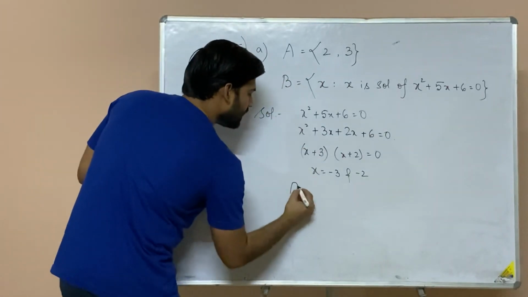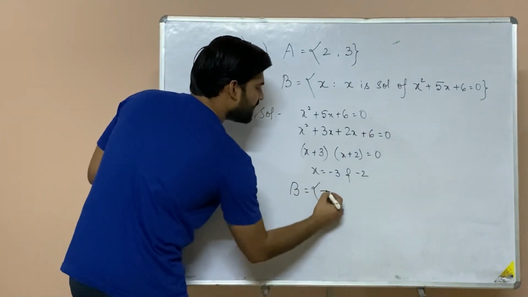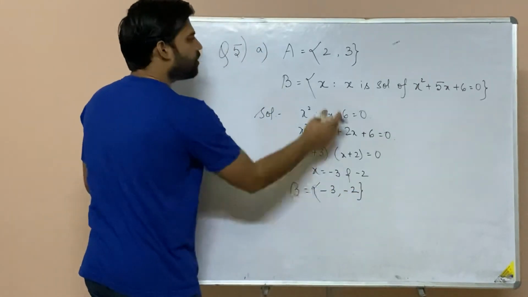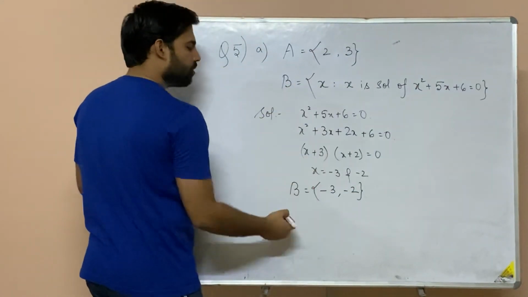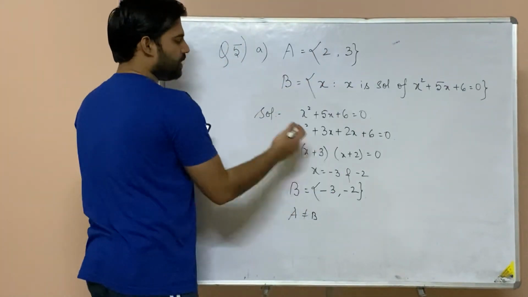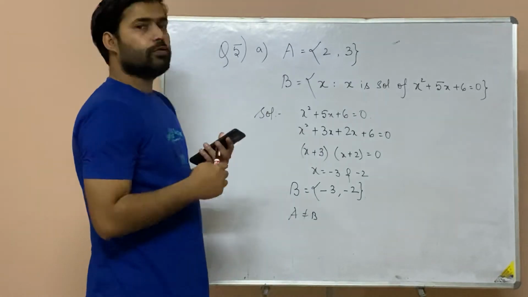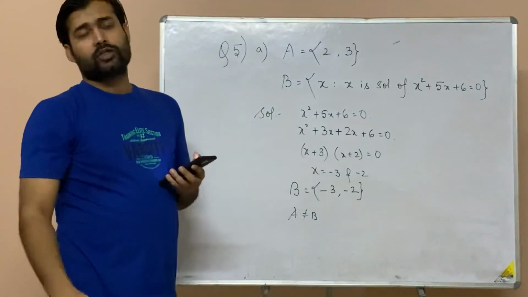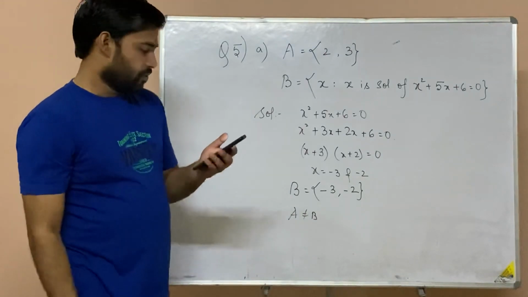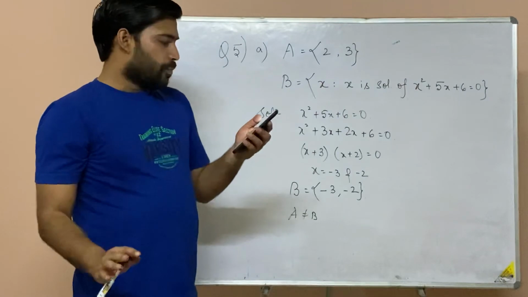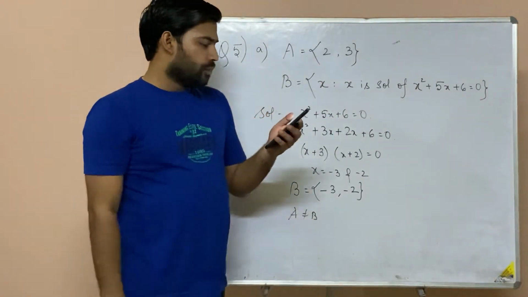That means set B, if written in roster form, would be minus 3 and minus 2. Now you see, are they equal or not? So A is not equal to B. Why? As you can see, A comprises of 3 and 2, positive 3 and 2, B comprises of negative 3 and negative 2. So that shows that the sets are not equal. So this is how you will solve. Are you getting my point? So the rest of the questions I think you will be able to do by yourself.